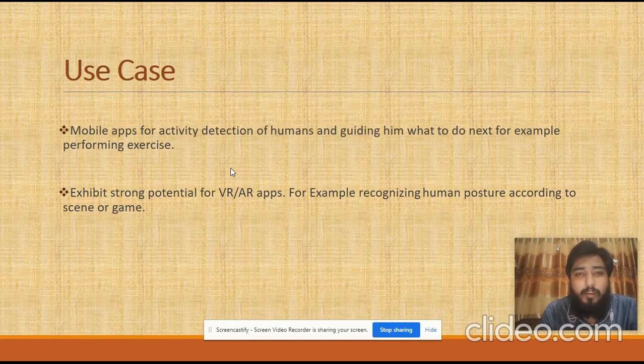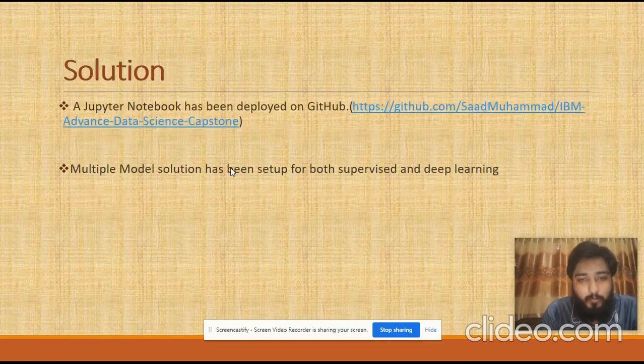Similarly, since we are in a COVID era, the demand for VR and AR is exploding. So this type of data can be used for recognizing human posture in scenes of games. Like if you're walking in a game, how it will convert in a VR or AR environment. This will help in this kind of project as well.